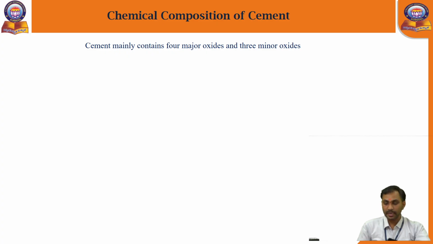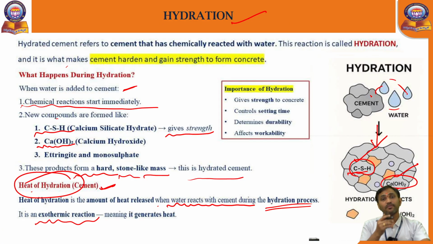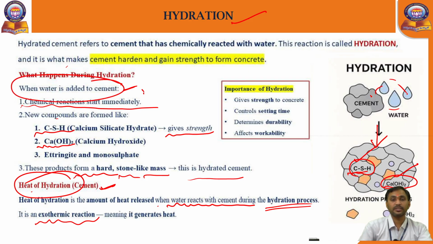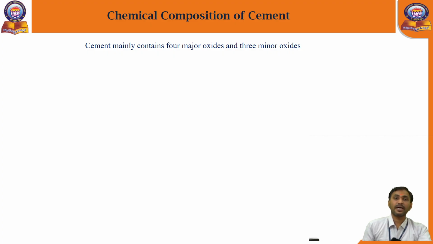Chemical composition. Just now we discussed, when water is added to the cement, there will be a chemical reaction. In this chemical reaction, chemical compositions will be formed. Composition means different, two or three or more chemicals will be formed as one compound. That is CSH, like that, CAH, like that. Okay, the next concept is the chemical composition of cement. This chemical composition of cement is an extension of the hydration process.